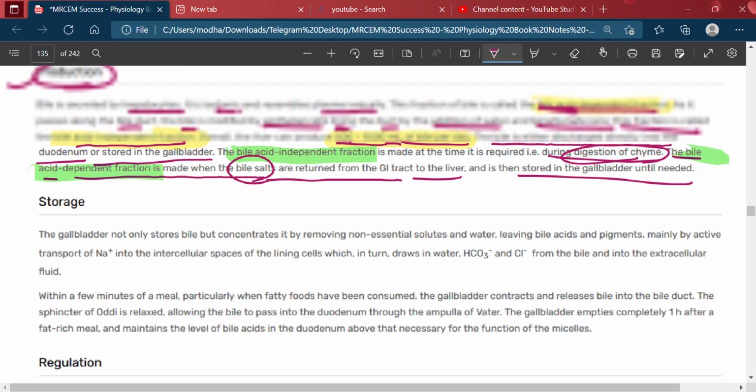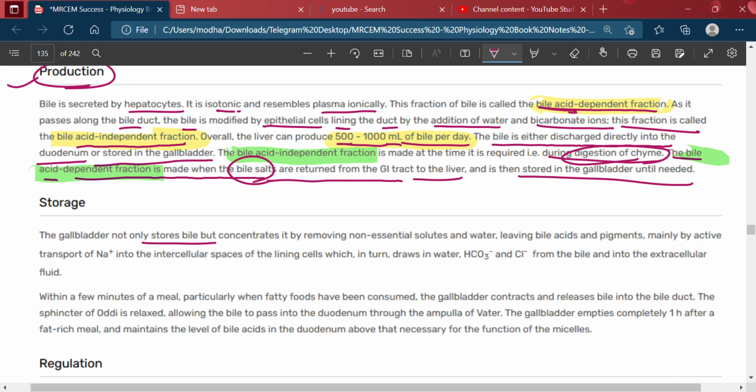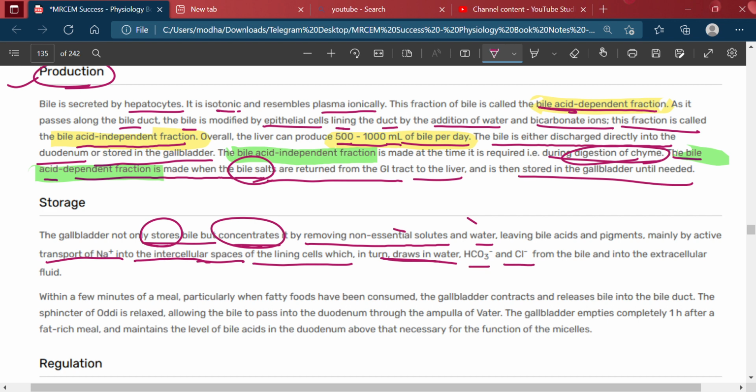So, the gallbladder not only stores the bile but concentrates it by removing non-essential solutes and water, leaving bile acid and pigments, mainly by active transport of sodium into the intercellular space of the lining cells, which in turn draws water, bicarbonate, and chloride from the bile into the extracellular fluid.